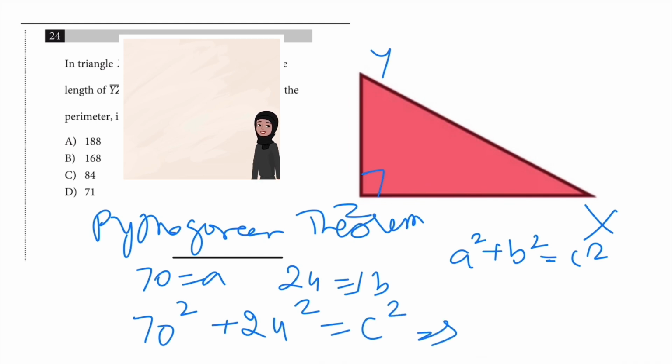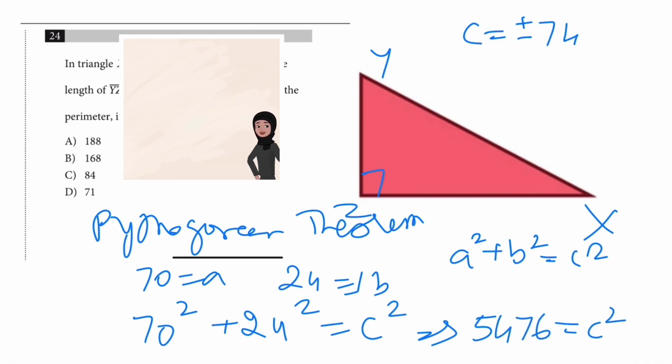When you simplify this, you will get 5476, which is equal to C squared. Taking the square root of both sides of this equation yields plus or minus 74 is equal to C. Since the length of the hypotenuse must be positive, it means that C is equal to 74. Therefore, the length of this hypotenuse is 74.